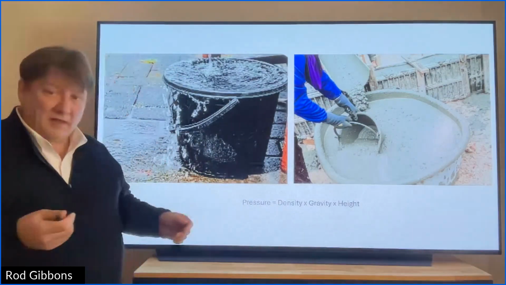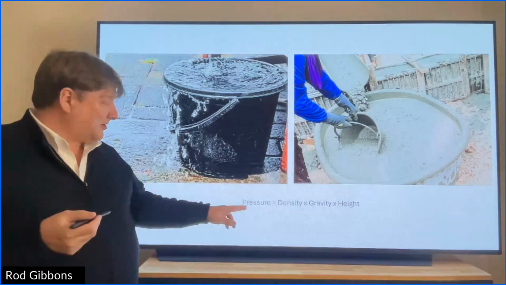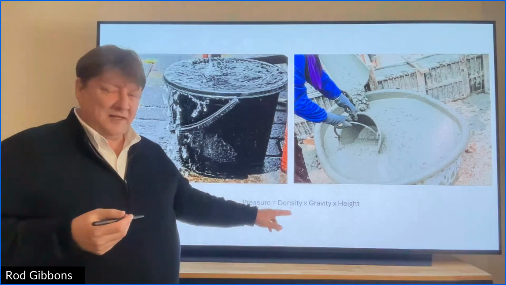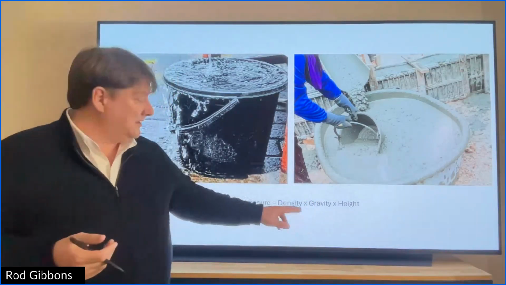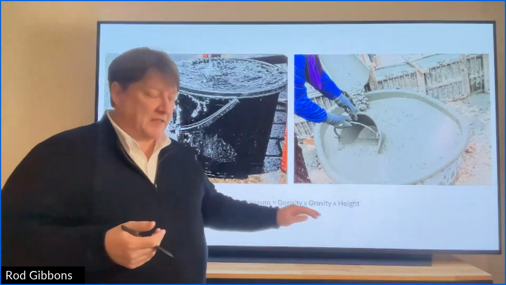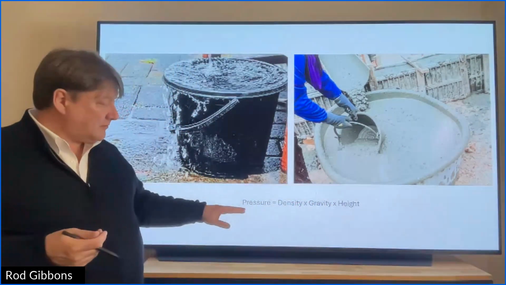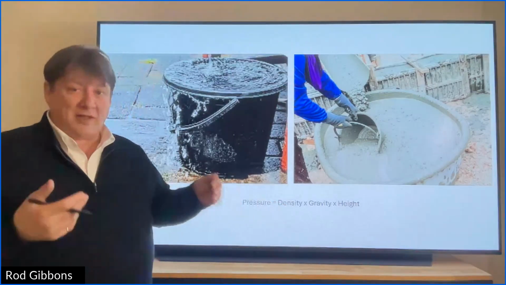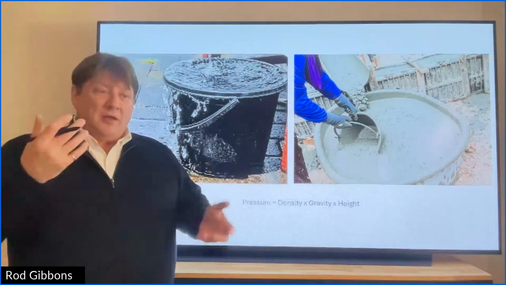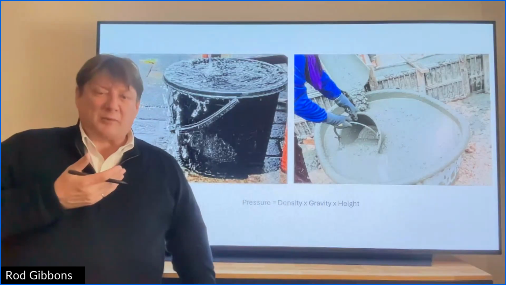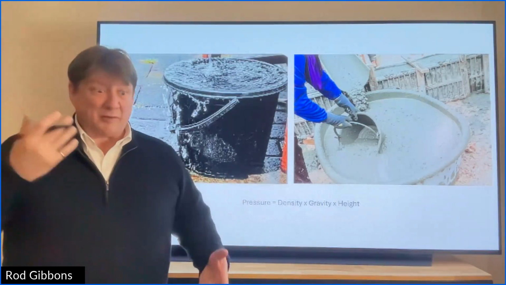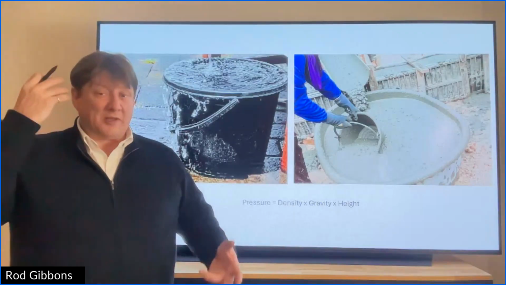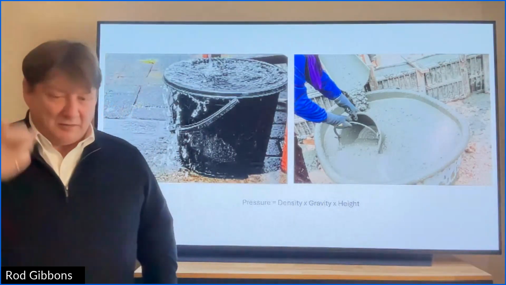Well, pressure equals density of the fluid times gravity times the height. Because we want to know what the reservoir pressure is, what the bottom hole pressure is, we want to know, if we're diving, how deep we can go, because of how much pressure is going to be acting on us.